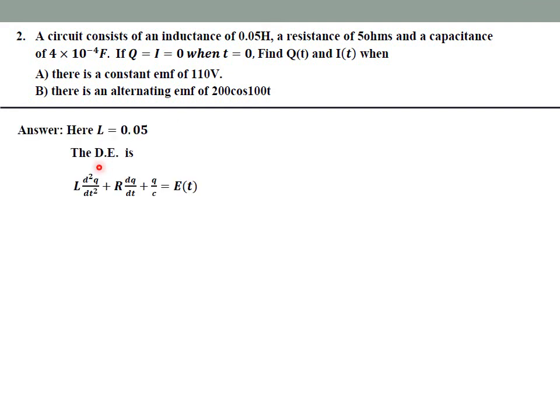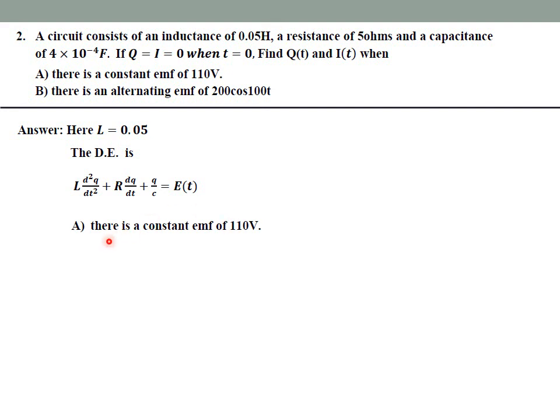First, remaining everything is same. I'll write the differential equation: L into d square q by dt square plus R into dq by dt plus q by C is equal to E of t. This is what I was speaking about. My E of t in this case, first case it is 110 and second case 200 cos 100 t. Remember that if they have not mentioned anything about EMF, we have to take 0 as we took in the previous problem. But here EMF they have mentioned, so I have to go for that one. Now I'll just substitute that.